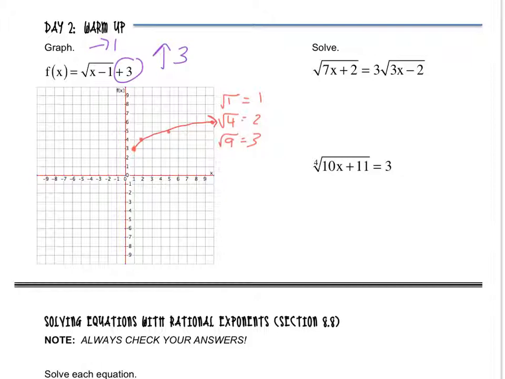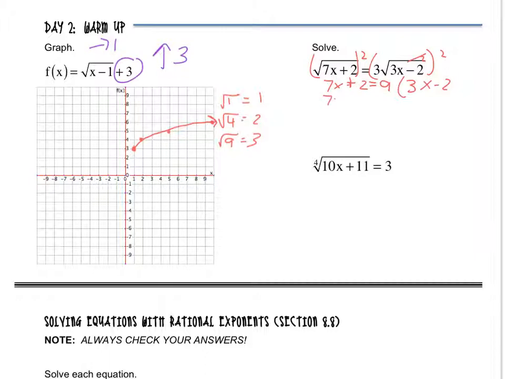Now, moving on to number 2, where it says to solve. I'm not going to divide by 3 because I have a square root on both sides here. So what I need to do here is I need to square it to get rid of the square root. So I square both sides. I have 7x plus 2 equals 3 squared is 9. Whoops. 9 times 3x minus 2, because the square root will cancel that out.